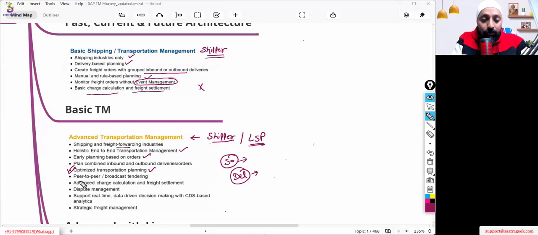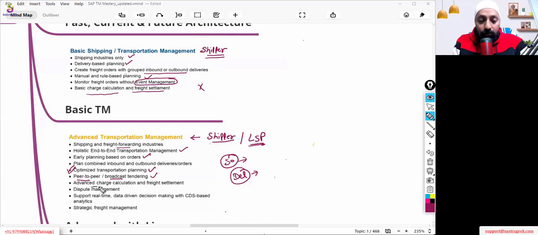Peer-to-peer broadcasting and tendering, you would also be able to do the tendering. You would be able to create a tender and then receive the quotations from your service providers. And based on the quotation, you would be able to tender. Tender means nothing. You want a service for the logistics. You have given the tender that this is my open tender, this service I require. You submit your quotations, and based on your quotation, I would be agreeing which service provider I should select for my transportation. So that tendering functionality is only available in advanced.